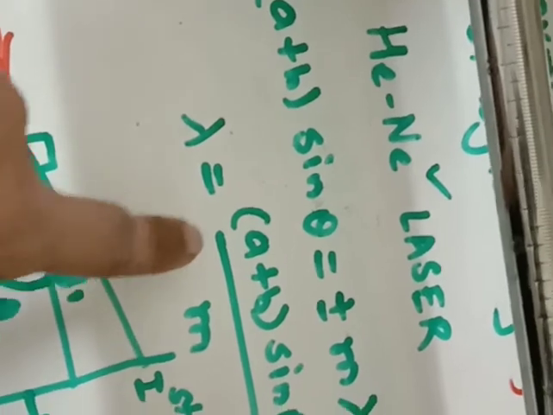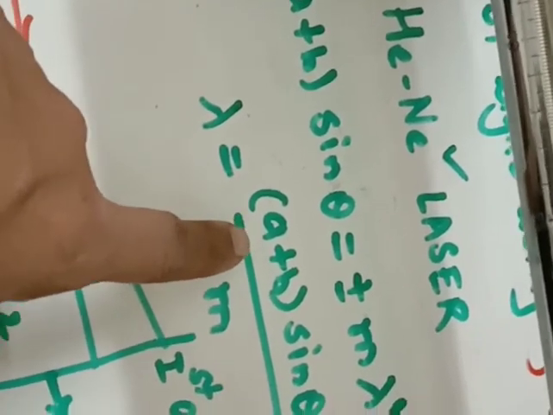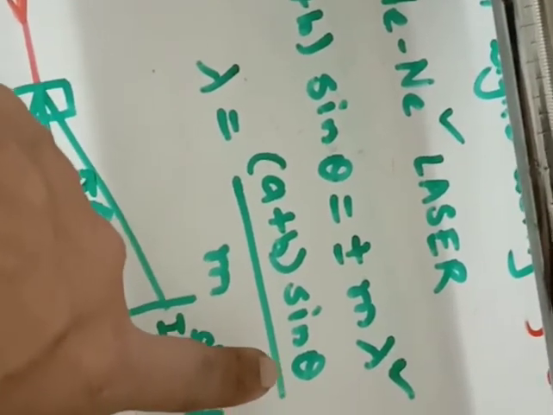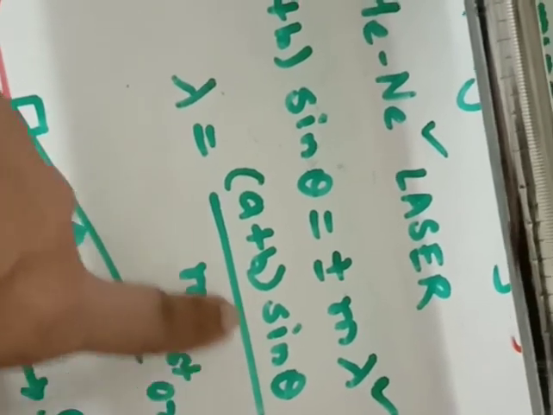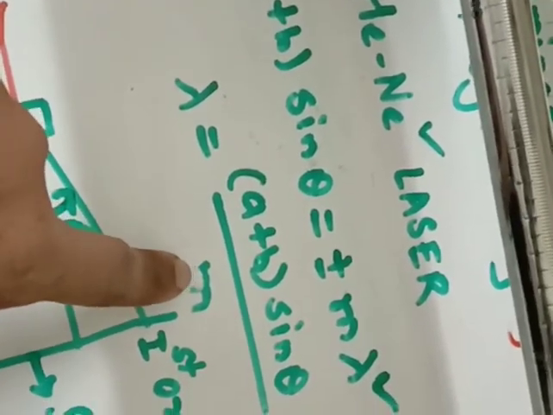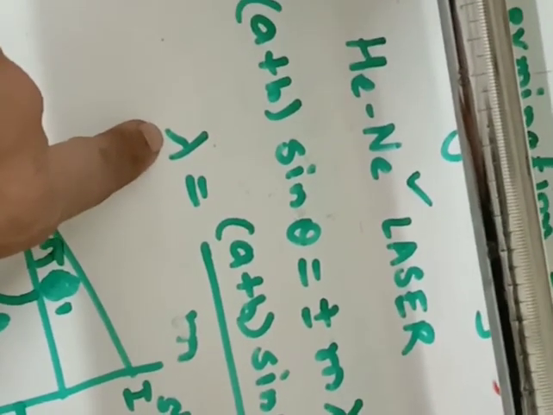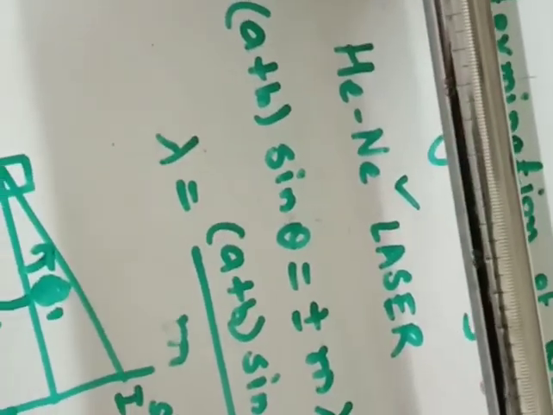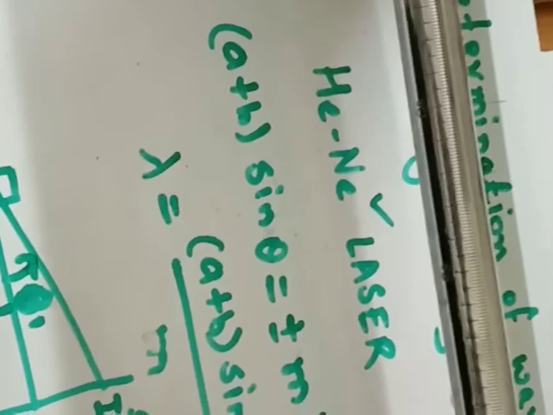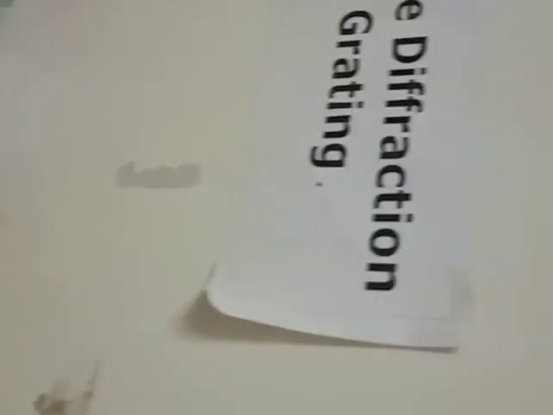m. Substituting values of a plus b, theta we have calculated by performing the experiment, and substituting the value of m as 1 for first order, wavelength of light used by first order and wavelength of light used by second order can be calculated. This is how, using plane diffraction grating, we can determine the wavelength of the light used.